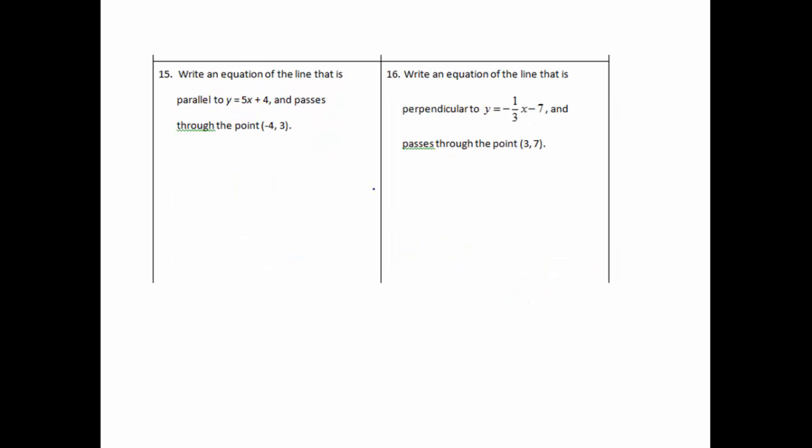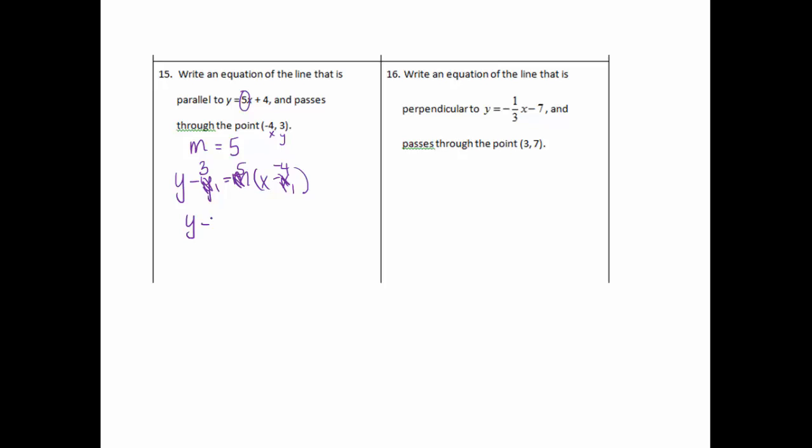Right? Number 15, write an equation of the line that is parallel to y equals 5x plus 4 and passes through the point -4, 3. Well, if it's parallel, it's going to have the same slope. So if the slope of this first line is 5, the slope of my line is going to be 5. And then from here, I'm going to write y minus y1 equals m times x minus x1. This is my x, this is my y. So y is 3, m is 5, x is -4.